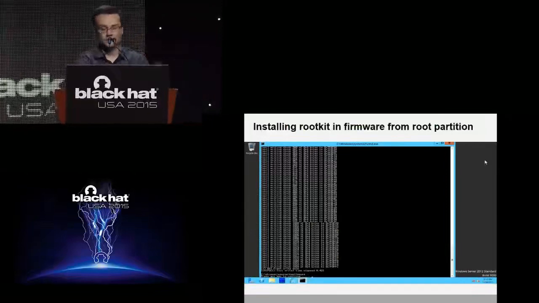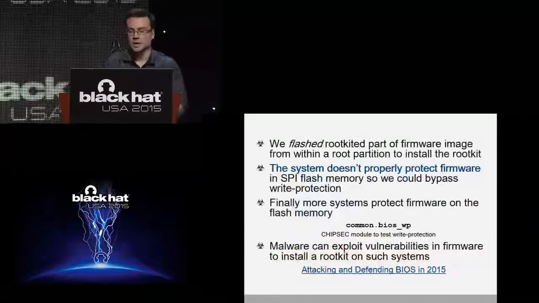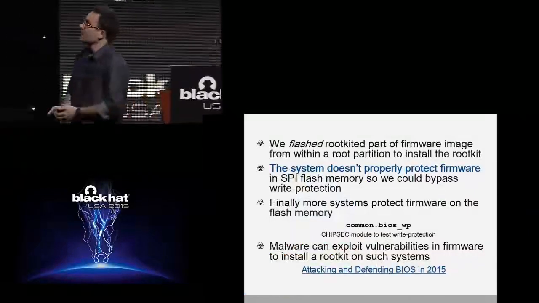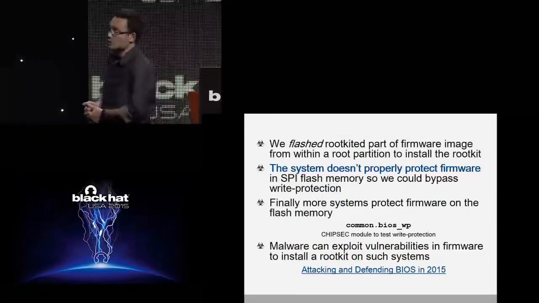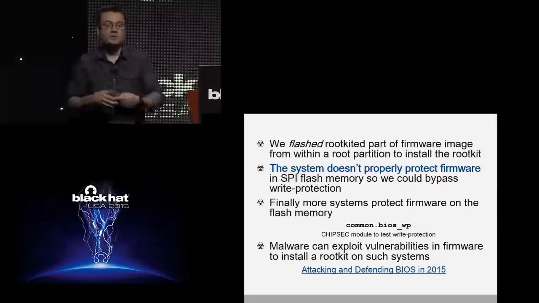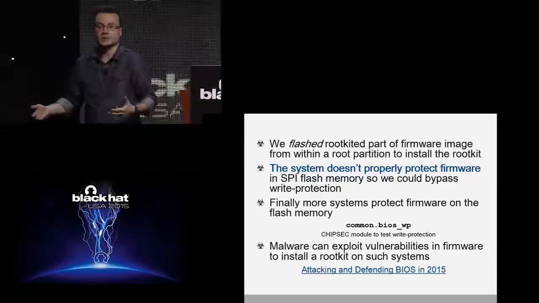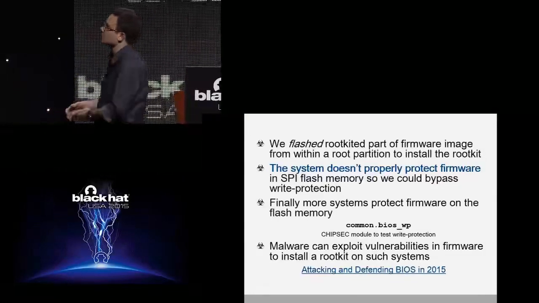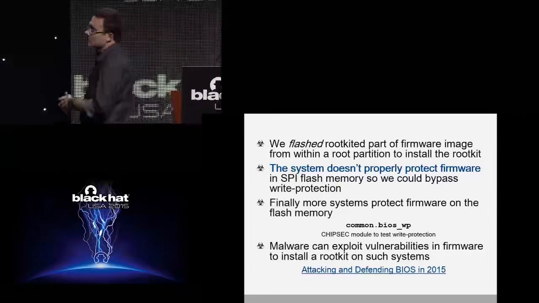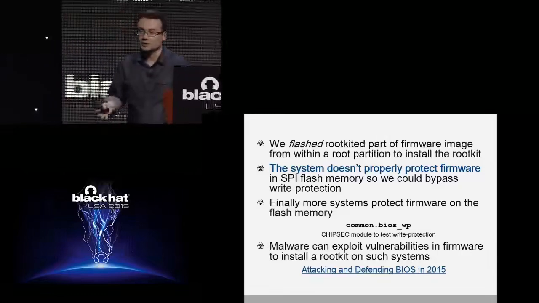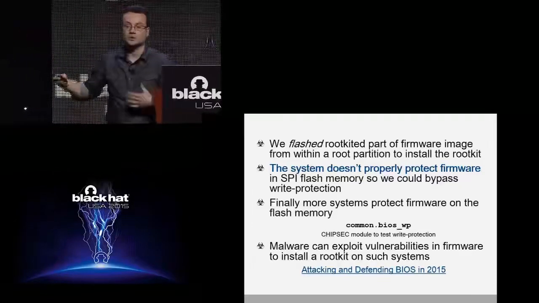So that goes basically again through the process I described. I'll skip through those 2 slides. So we flashed the rootkitted part of the firmware image from within the root partition to install the rootkit. And we've used the fact that the system we've installed that rootkit on wasn't properly protecting the firmware on the flash. It was improperly configured, so we could bypass the write protection. Finally, more systems actually do protect their firmware on the flash, and you can even use the CHIPSEC framework and this module to verify that.